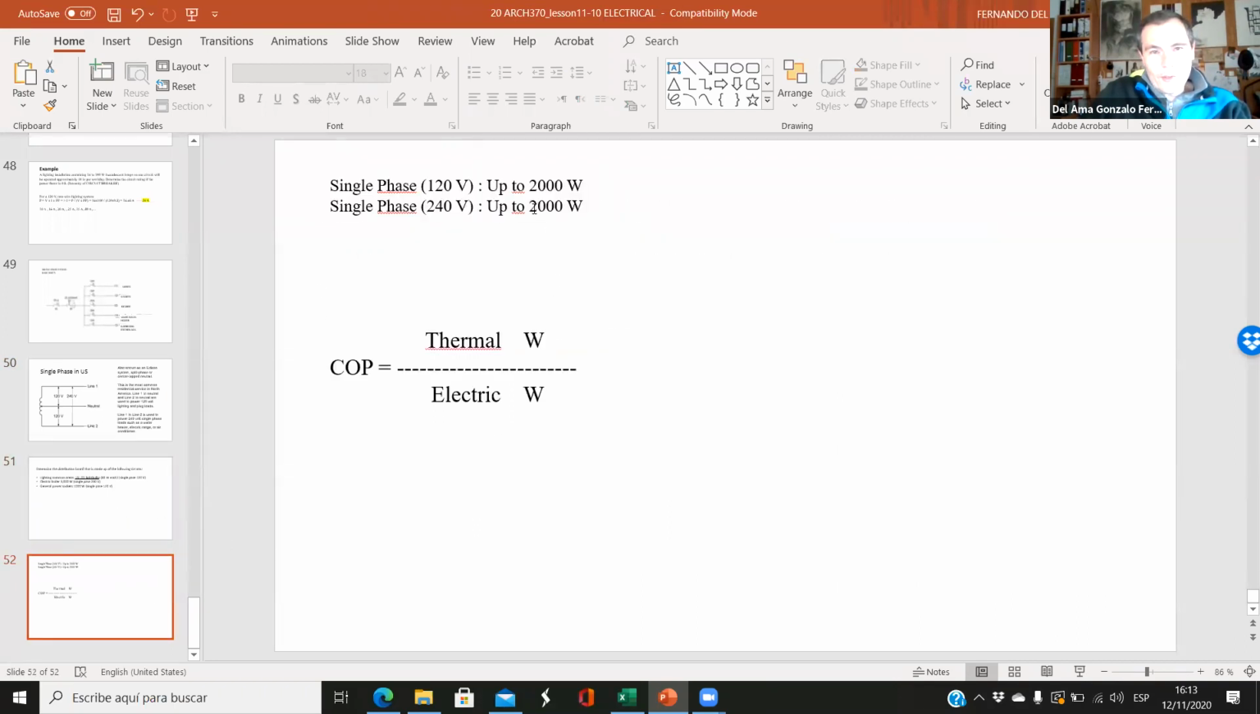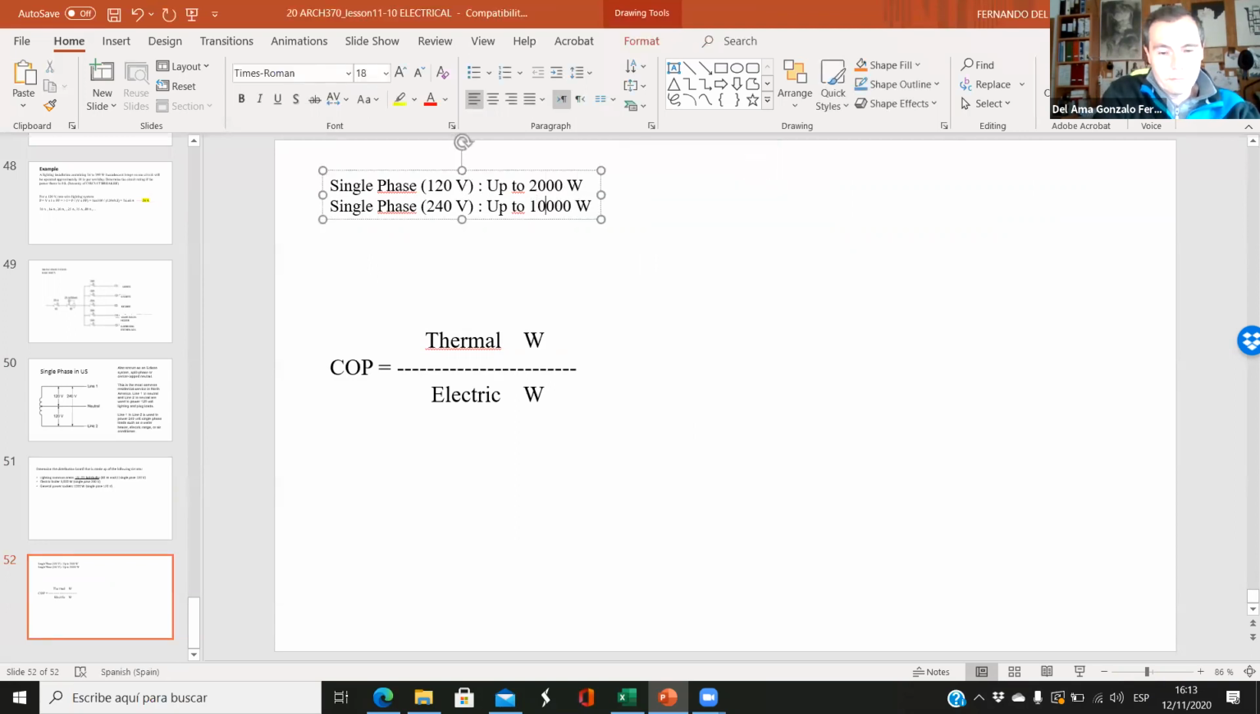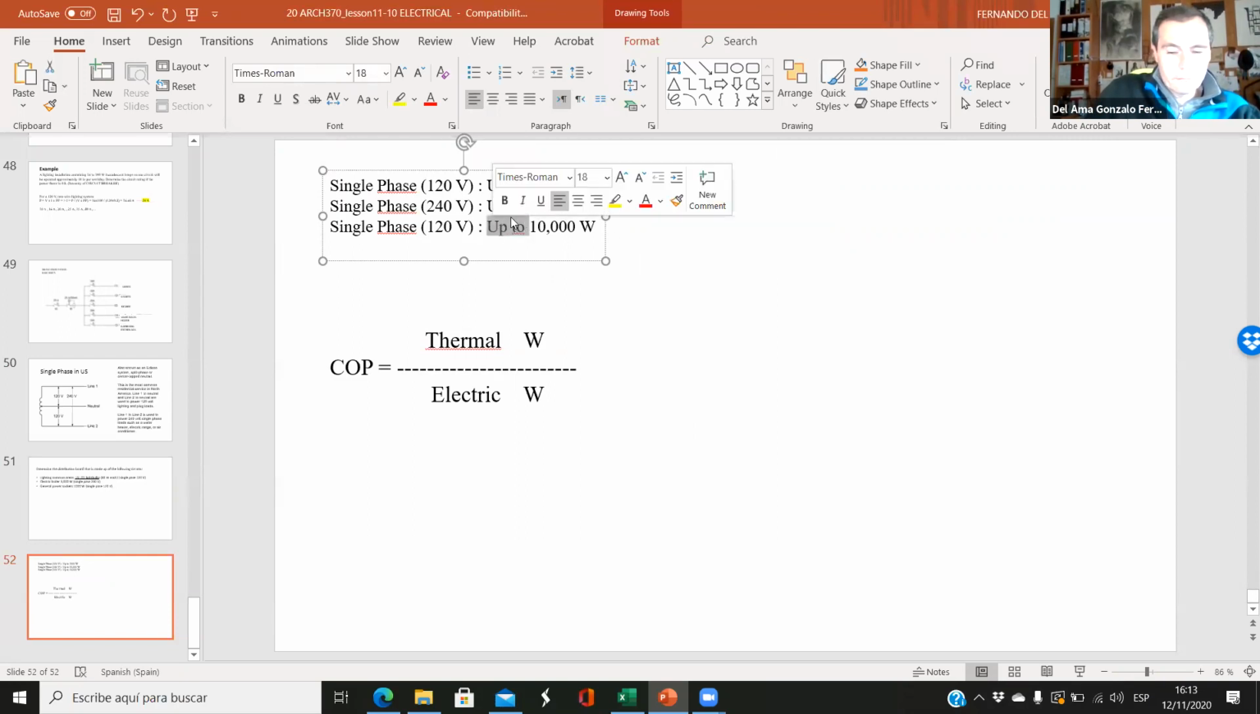If the power is up to, let's say, 10,000. And if the power is above 10,000, I would use a triple phase 240. So if we are dealing with a single family house, usually we have this, depending on the single family house.